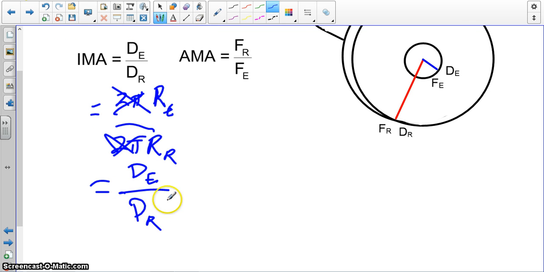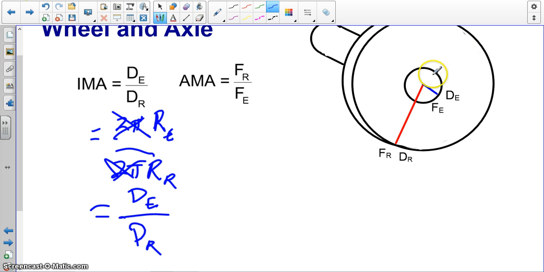But keep in mind, that's just how I've got it drawn now. These could be switched. If this was a real wheel, like on a car, then this is what you would do: the diameter or radius of the inside axle goes over the diameter or radius of the outside axle.